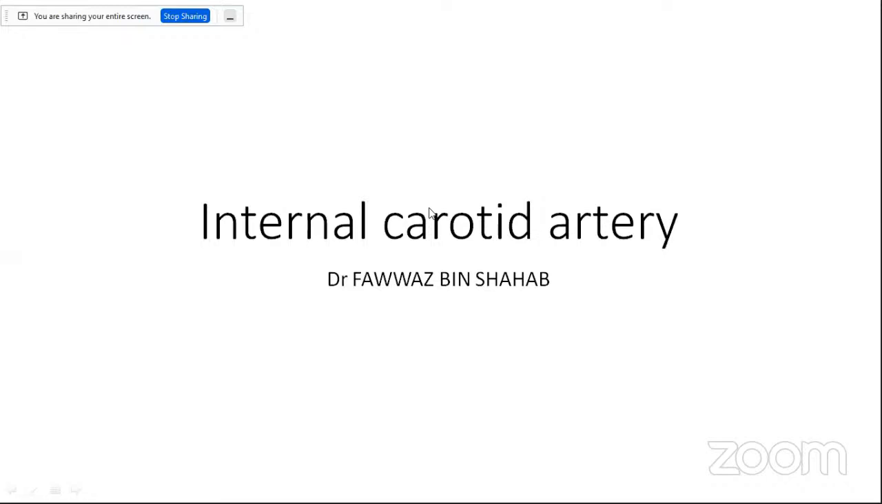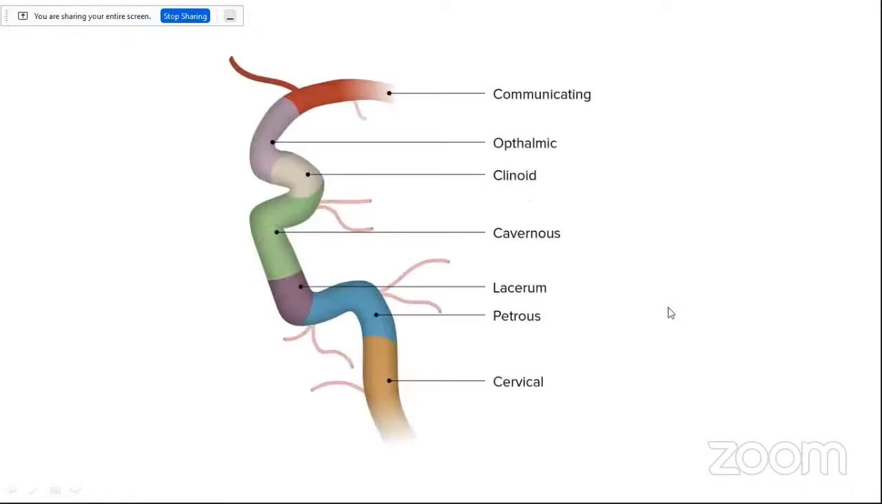Okay. So our today's topic of the neuroanatomy session is on the internal carotid artery. When we start with the internal carotid artery, we all know that it's a branch of the common carotid artery, where it divides into two, the internal carotid and the external carotid. Today we'll be dealing with the internal carotid and its segments.